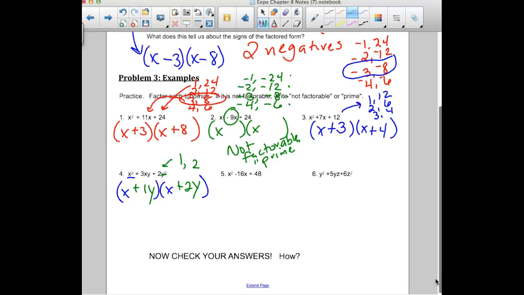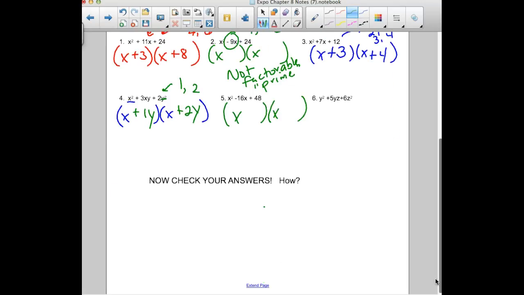All right, question 5. Again, we split up our x squared into x and x. We need factors of 48, and there's a few more of these, so I'll put them down here. Factors of 48, we could do 1 and 48, we could do 2 and 24, we could do 3 and 16, 4 and 12, and 6 and 8.